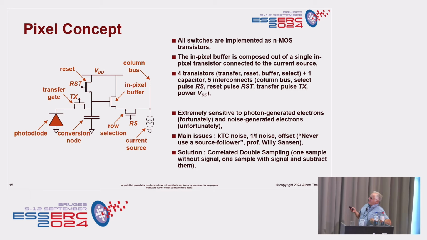But the solution over here, and then especially refer to the KTC noise, and I'm going to use that later on, the solution over here is correlated double sampling. We are going to sample the pixel not once, but twice. Once without signal, and a second time with signal. And then you subtract the two from each other, and then you cancel out quite a bit of noise. Not everything, but quite a bit of noise. Correlated double sampling. Keep in mind that is coming back later.